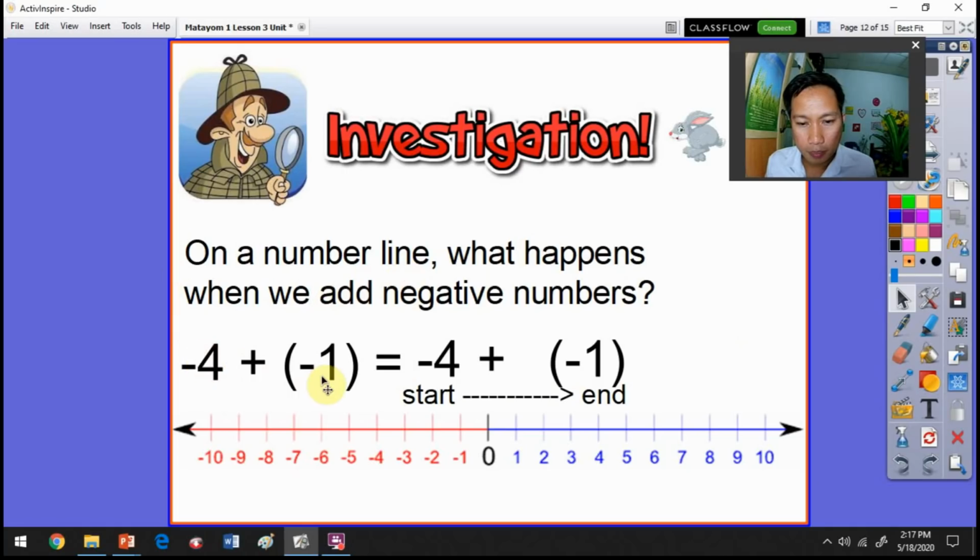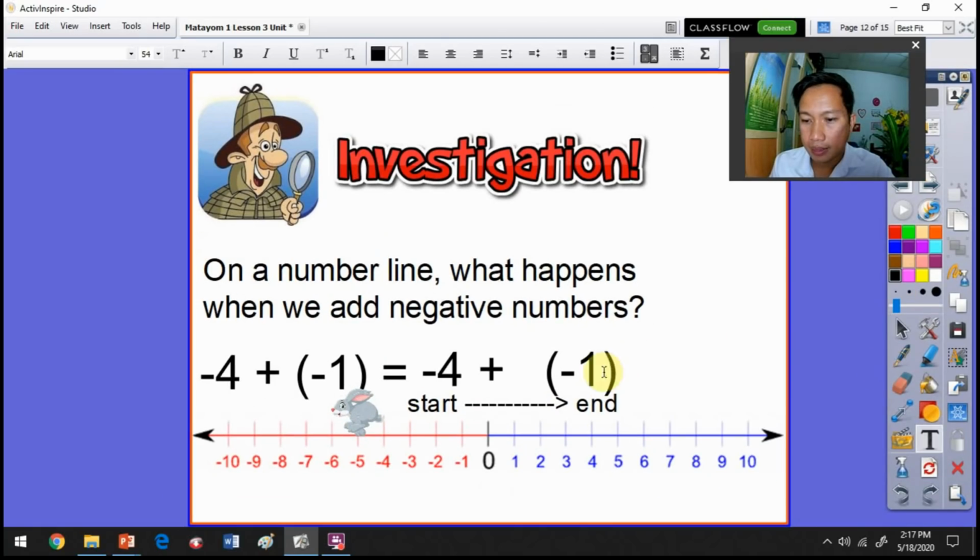Now let's look if it's the same on our next investigation. Negative 4 plus negative 1 is equal to, okay, let's check. We move 4 times to the left of 0, 1, 2, 3, 4, negative 4. Negative 4 plus negative 1. Now, negative 1 here is a negative number, so we will move 1 time to the left. And we end up at negative 5. Okay?